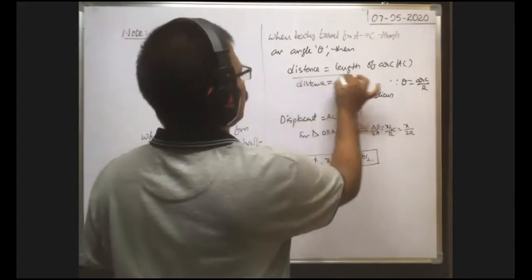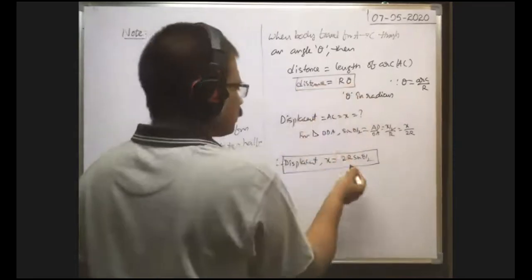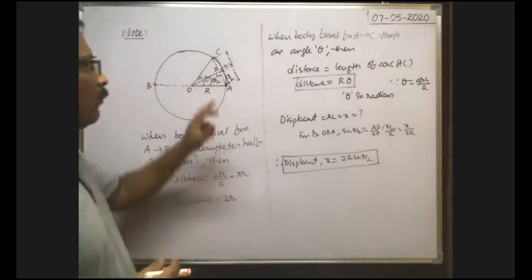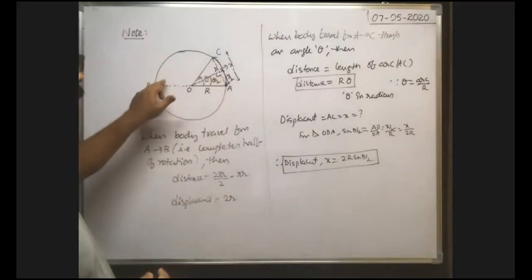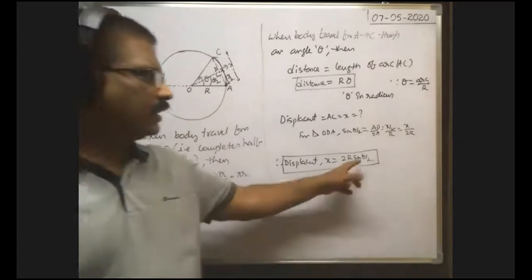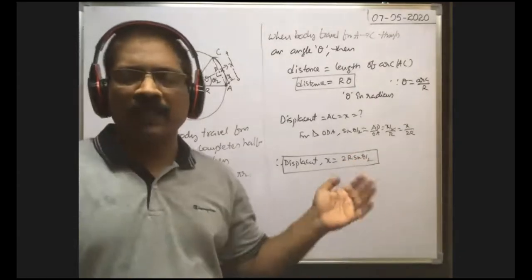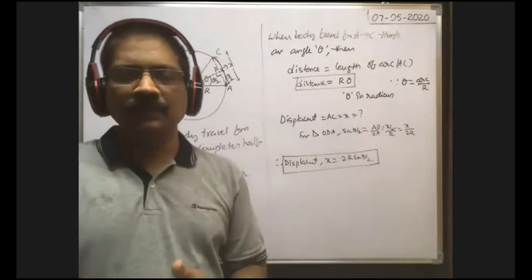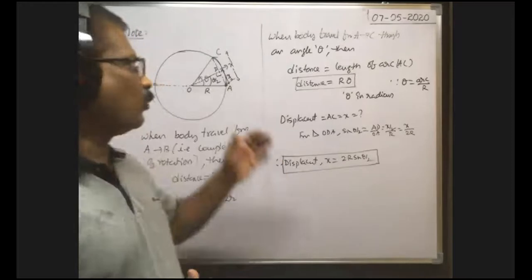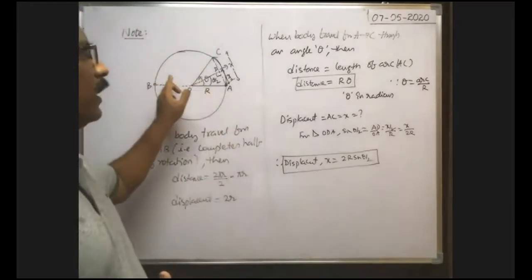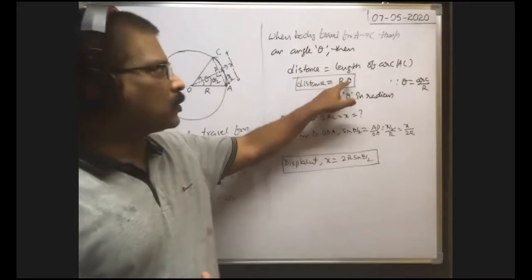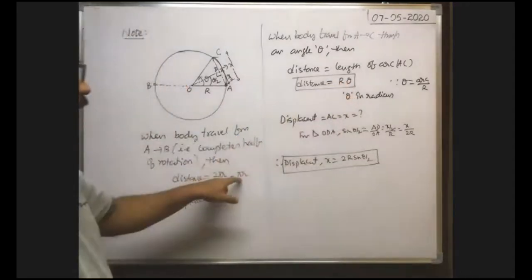Distance traveled by the body is r theta, and displacement of a body is equal to 2r sin theta by 2. Now we apply this whenever the body completes half of the rotation. That means what is the angular displacement theta? Where theta is the angular displacement of the body. When the body completes half of rotation, theta is equal to 180, in radians pi. So pi r, already we got distance travelled is pi r only.